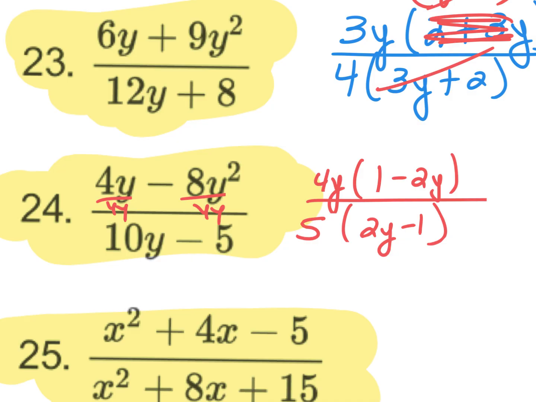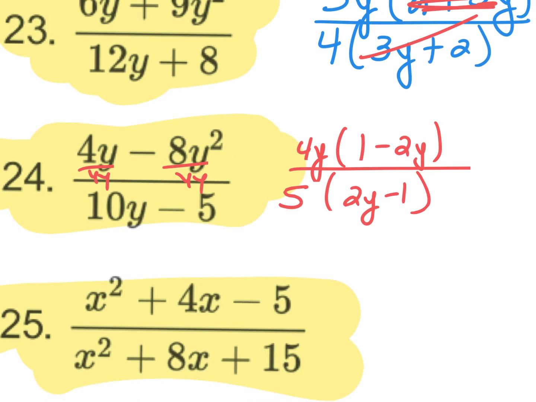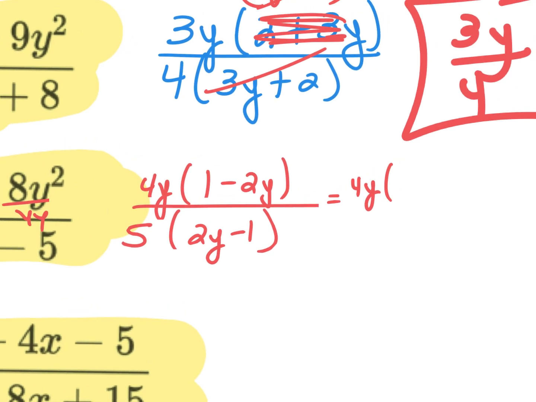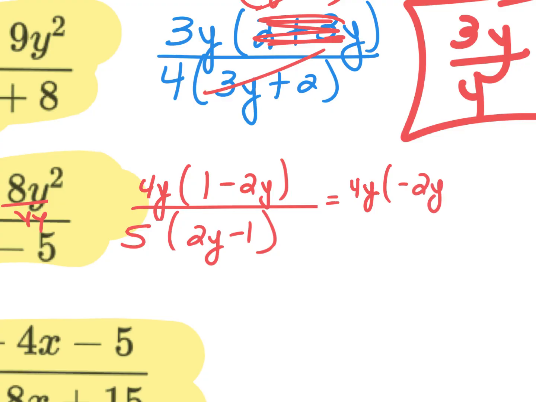All right, this is a little trickier, guys. Are those 2 parentheses exactly the same? But do they look kind of similar? All right, so watch what we can do here. If I rewrite this top, when I rewrite my binomial, what does it look like? Perfect, Nick. Negative 2y plus 1, all right, over 5 times 2y minus 1.